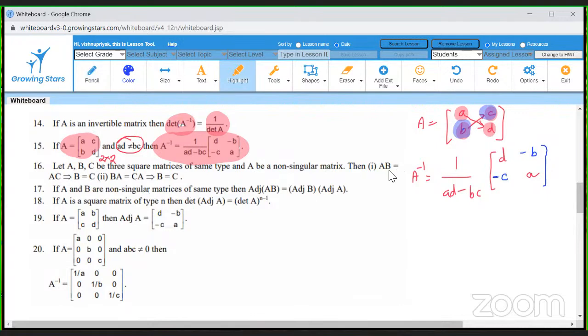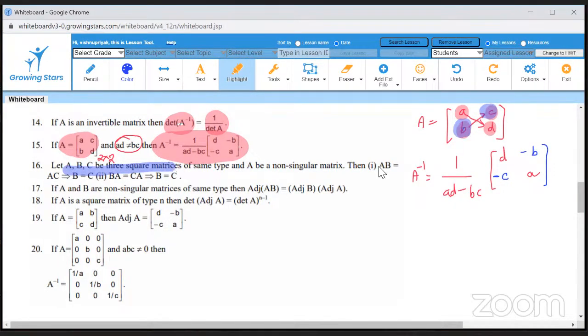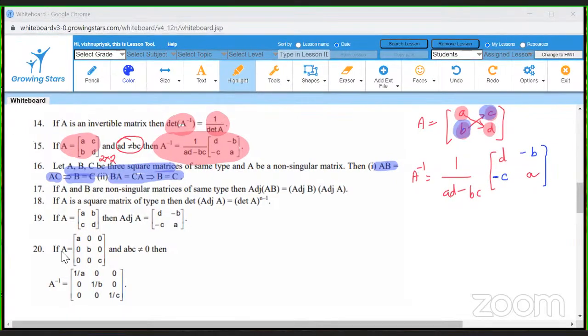Now, if you have 3 matrices A, B, C, AB is equal to AC means B equal to C. BA equal to CA means B equal to C. This will happen.